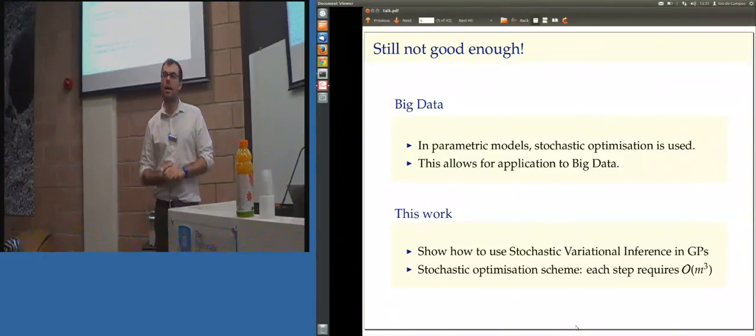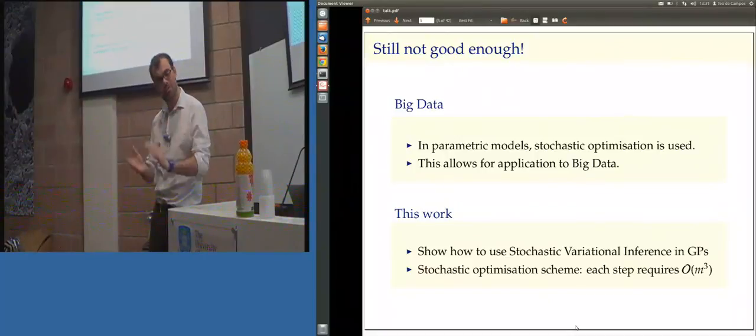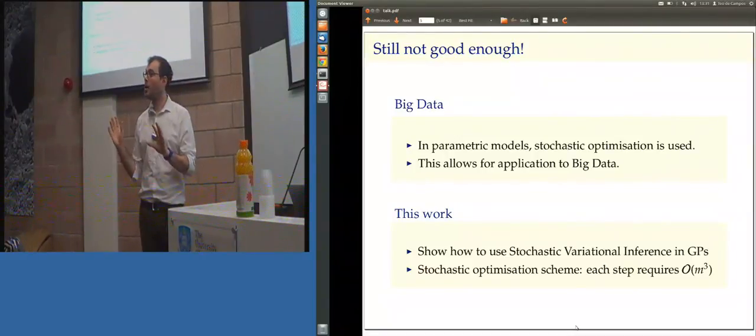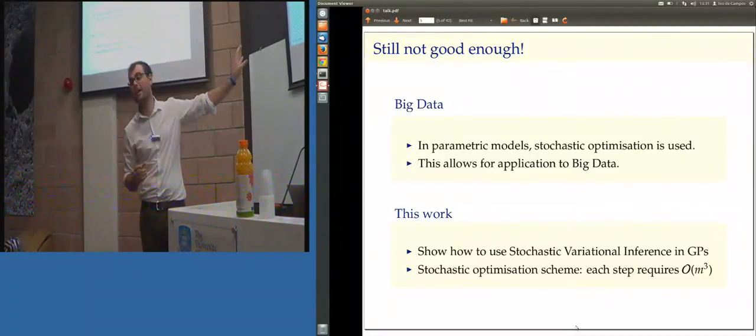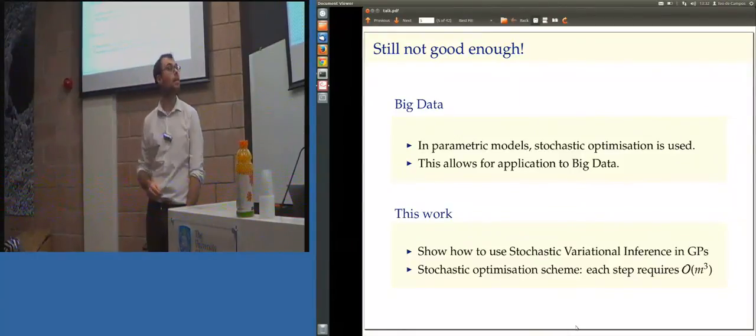And if you've got the right kind of probabilistic model, it turns out you get this necessary sum over data point structure, just like you did for the maximum likelihood parametric models, and it seems to work. What I'm going to do here is show you how to do that in a Gaussian process model. I'm going to need two tricks for doing that, which I'll introduce you to.